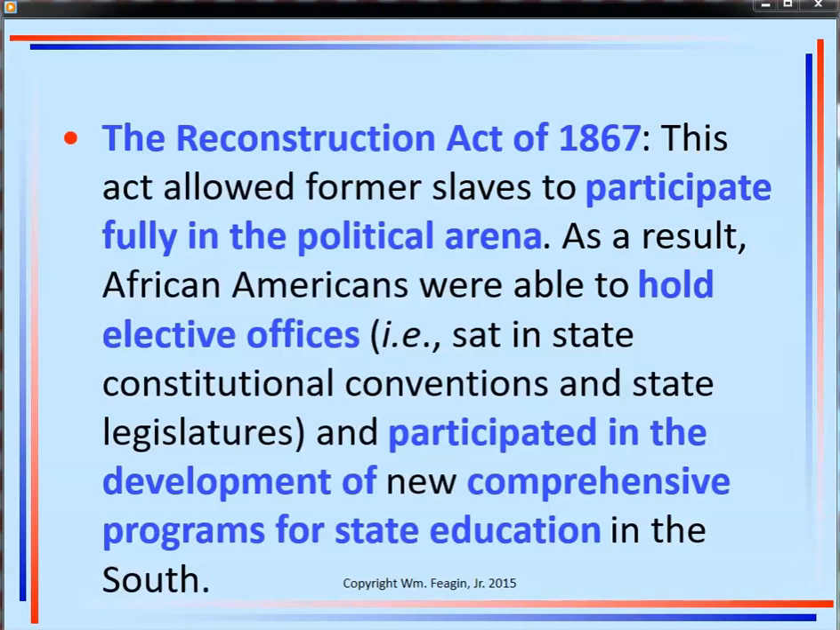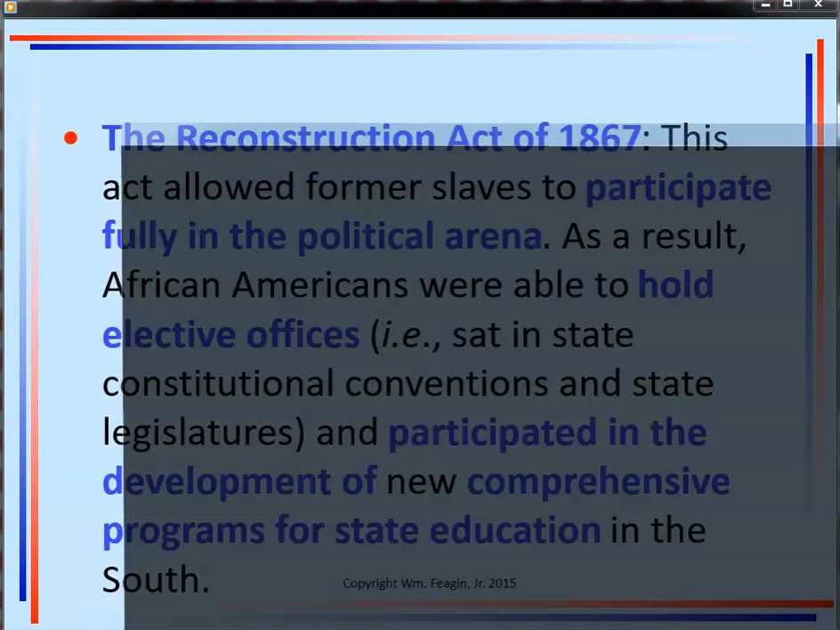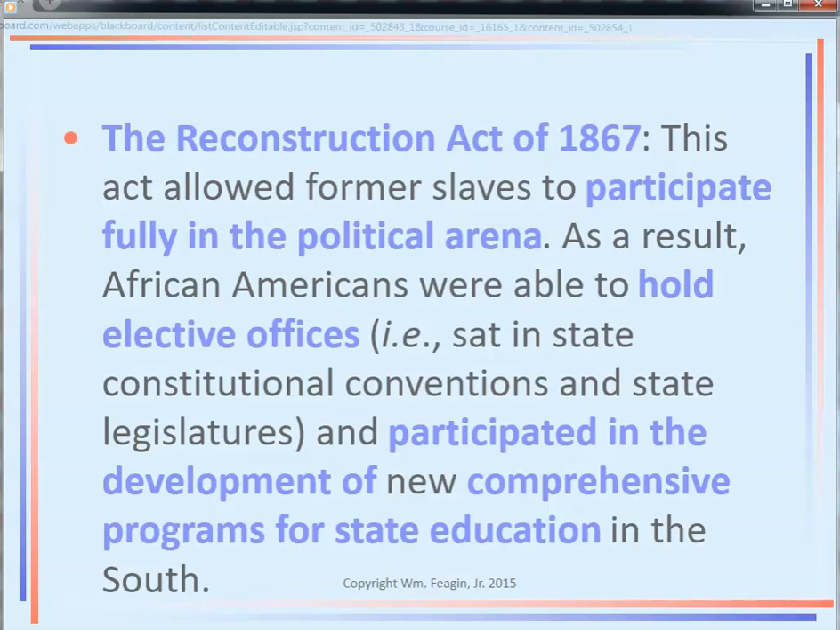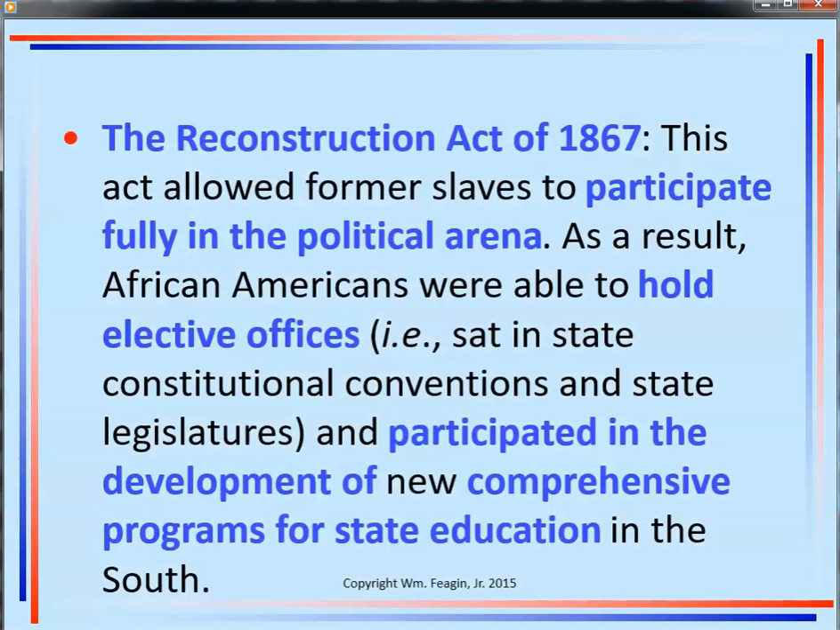1867, the Reconstruction Act. This legislation allowed former slaves to participate fully in the political arena. As a result of the legislation, African Americans were able in many places in the country to hold office for the first time. And that actually did happen. In many states, for example, where they were drafting new constitutions, for example, in the South, places like Texas, which had been defeated in the Civil War, were forced back into the United States. And one of the things that they had to do was write new constitutions. In Texas, that happened in 1869.